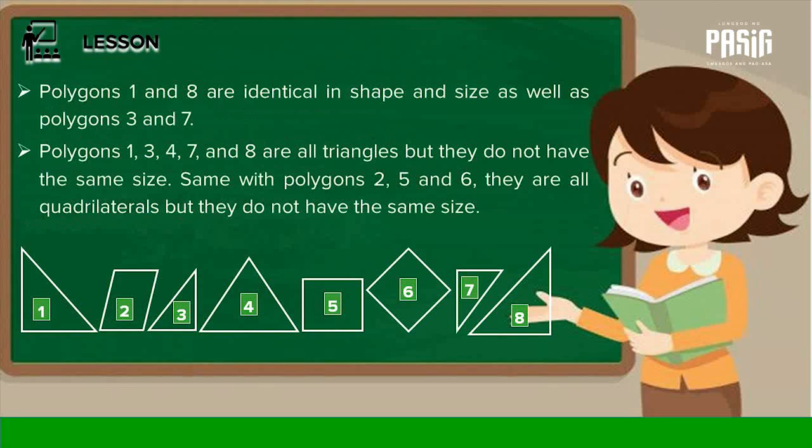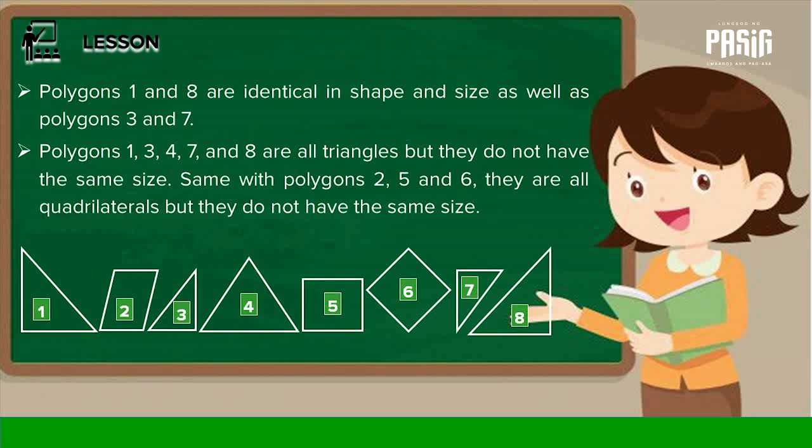So for number 1, the identical figure is figure number 8. Correct. Look at the number 2 figure. Is there an identical figure for that? No, of course. Number 3, yes, there is. We have figure number 7. How about figure number 4? There's no identical figure for that. And for number 5, we have figure number 6. Correct.